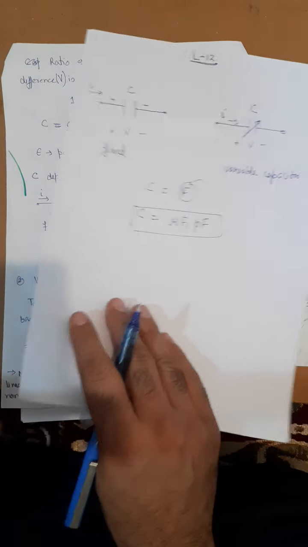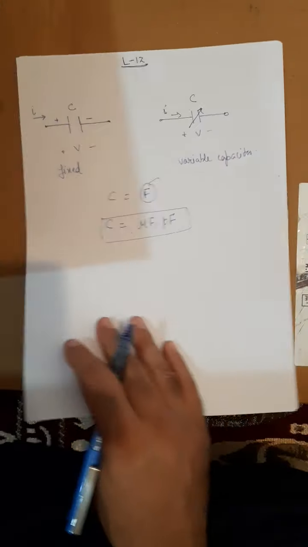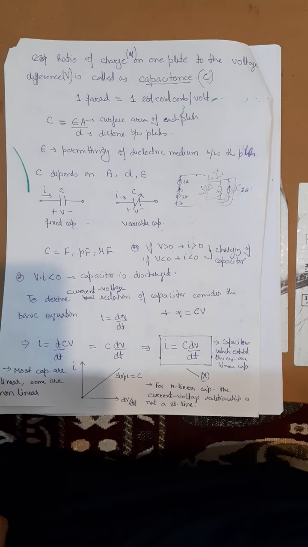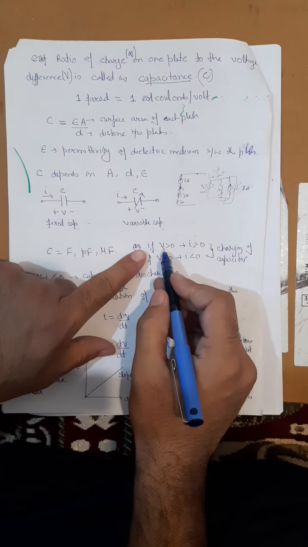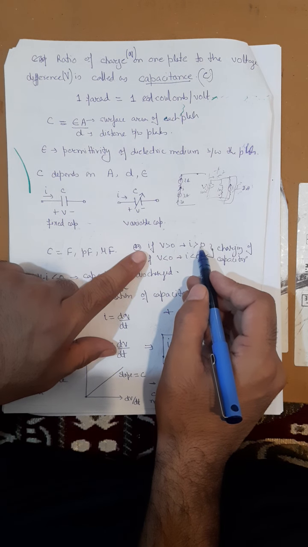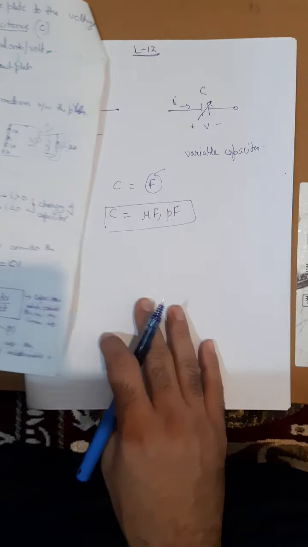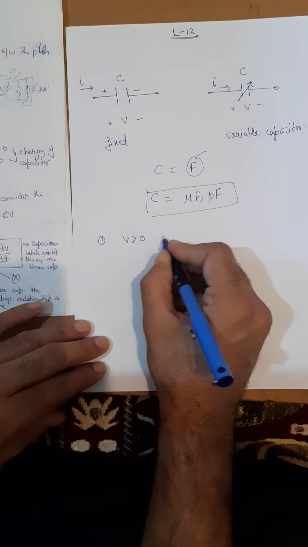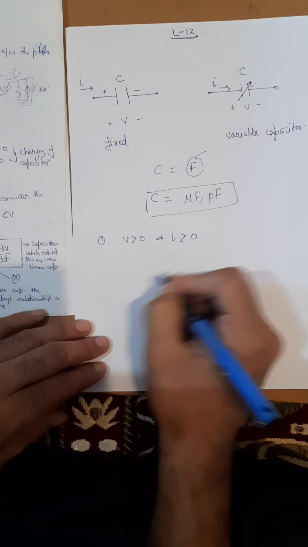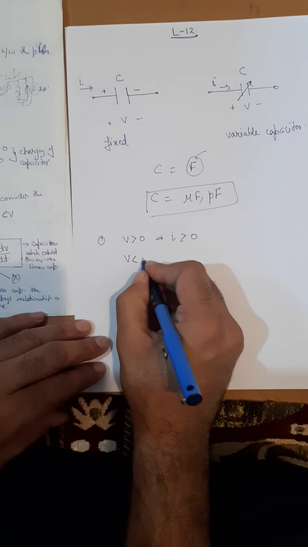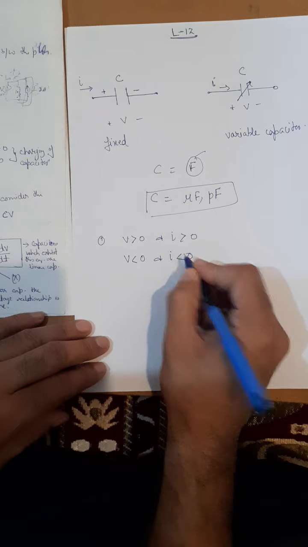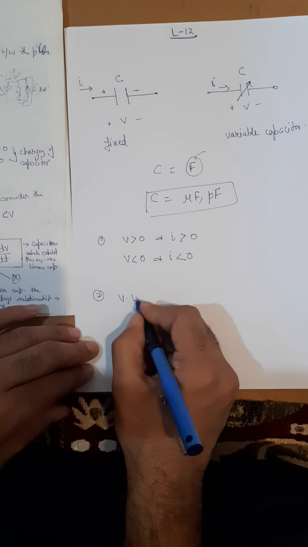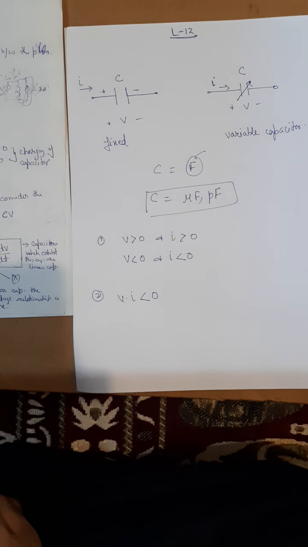Okay, so next one important point I would like to add here. Look, there are very small points which are very important. So I am saying, I will talk about two cases. Number one, voltage greater than 0 and current greater than 0, or voltage less than 0 and current less than 0. Second case, if voltage into current is less than 0.